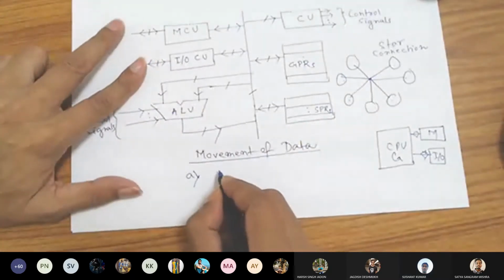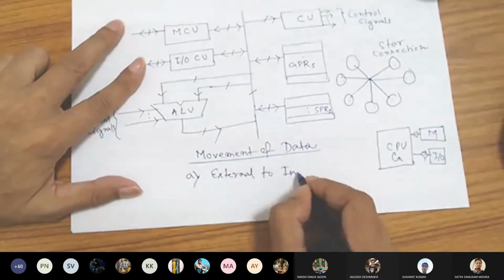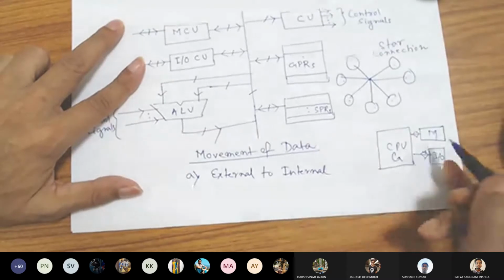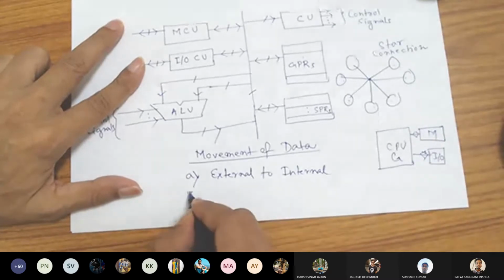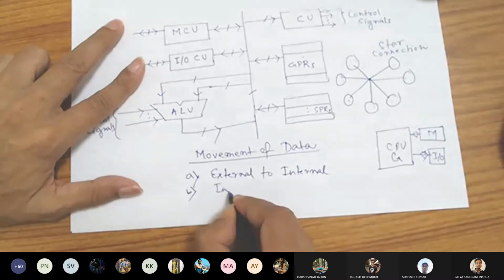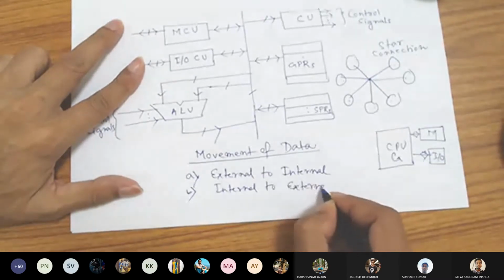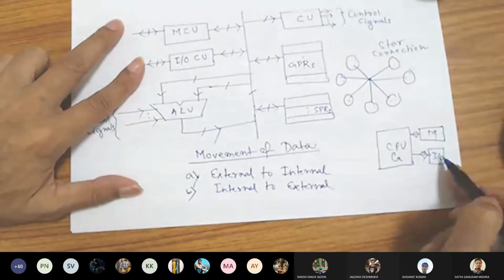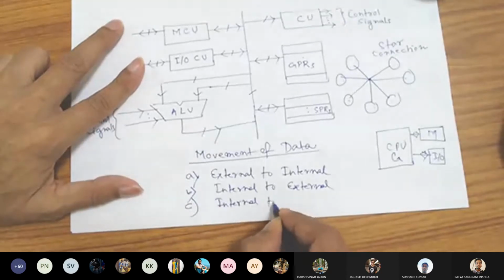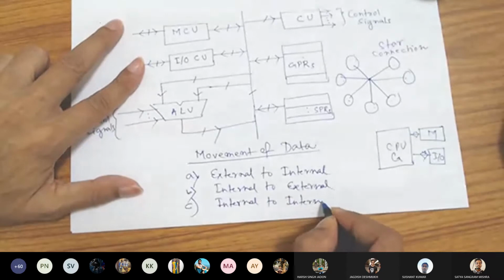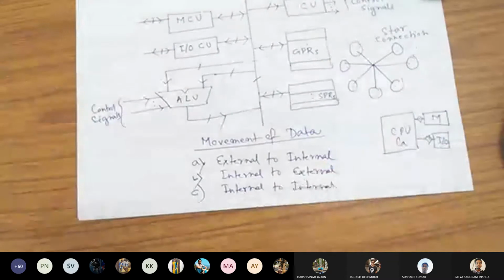One is external to internal. External means either from memory to CPU or input to CPU. Internal to external: CPU to memory or CPU to output. And the third one is internal to internal. These three types can take care of all other subtypes.